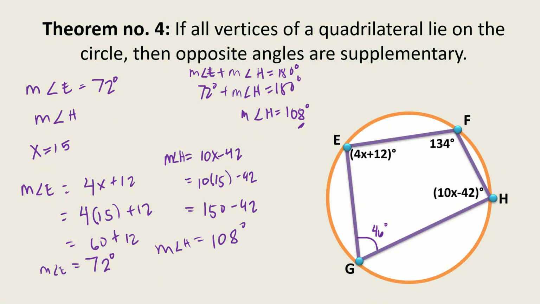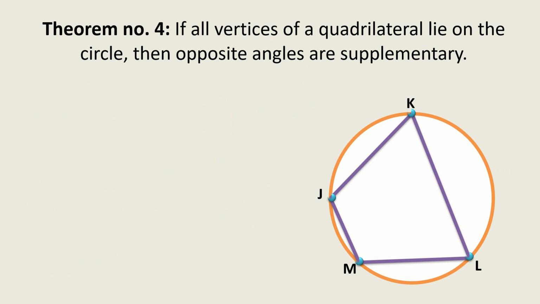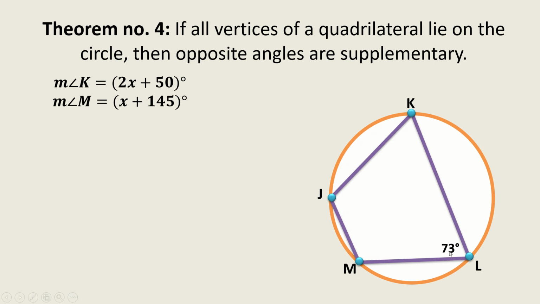Okay po. This will be the last example na. Medyo mahaba na po yung video. We have here quadrilateral JKLM. So given sa atin, the measure of angle K is 2x plus 50 degrees. The measure of angle M is x plus 145 degrees. So, ano yung isa pa? We have the measure of angle L is 73 degrees. Ito po, angle L is 73 degrees.